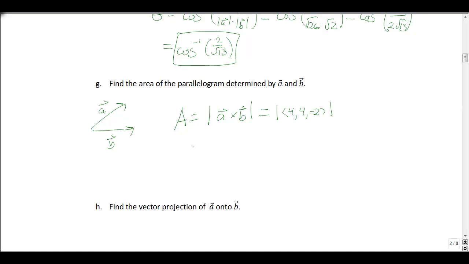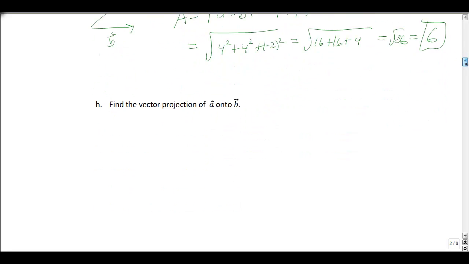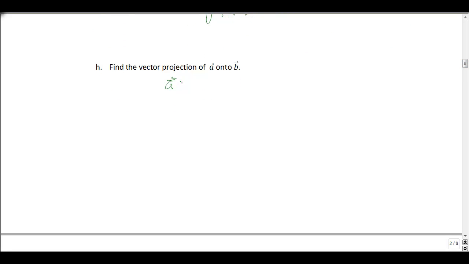So I just need to find the magnitude. It's the square root of 4 squared plus 4 squared plus negative 2 squared. It's the square root of 16 plus 16 plus 4. 16 plus 16 is 32, plus 4 is 36. Square root of 36. We get an area of that parallelogram of 6. Next one. Find the vector projection of A onto B. So if we recall, again, A was 3, negative 1, 4.